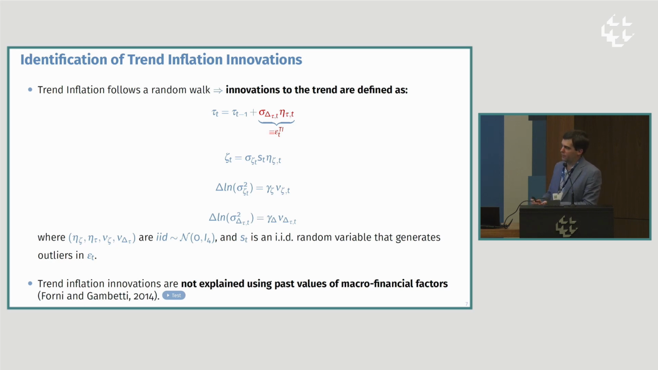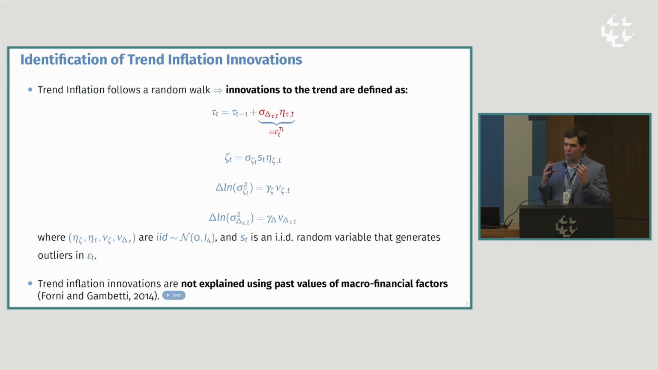Once we back out this innovation, one may say, okay, maybe inflation is super endogenous. We know that it's a result of different structural shocks that hit the economy. So the next thing that one may ask is, can we predict, can we try to anticipate these innovations? The common practice in the time series and macroeconometrics literature is to take this time series of innovations to trend inflation and regress it on past values of macro-financial factors, trying to see if they can explain something of the shock. What we show is that this innovation in trend inflation cannot be predicted using past macro-financial factors.